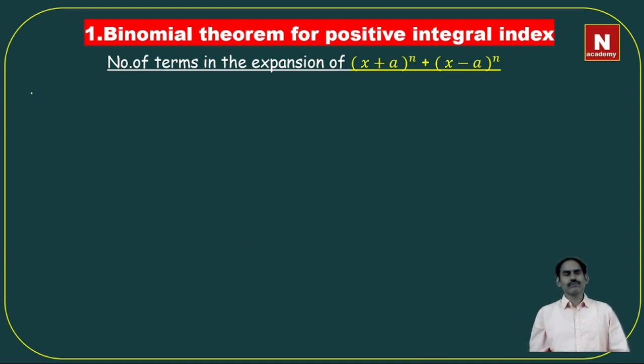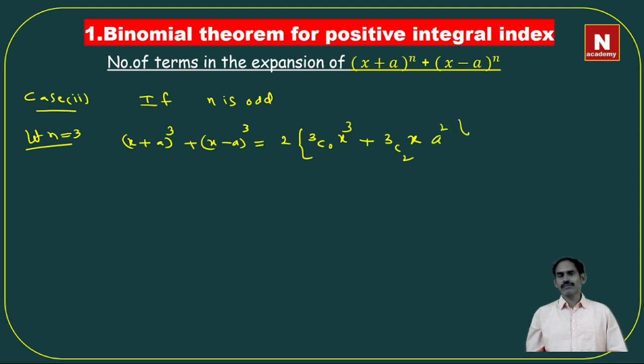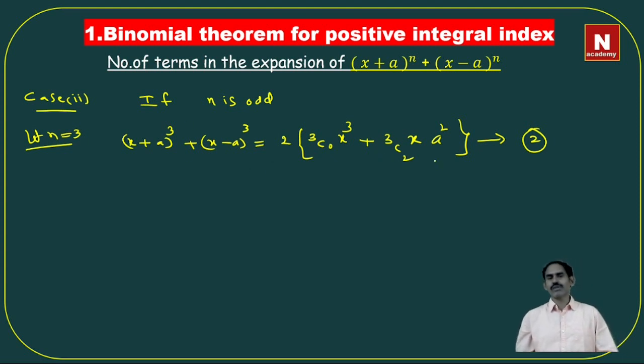We'll discuss case 2. If n is odd, I'm taking some examples. Let n equal 3. What about the expansion? This is (x + a)³ + (x − a)³. According to our previous discussion, it is 2 times, since plus is there, all even suffixes: 3C0 x³ + 3C2 x^(3−2) a². Only the number of terms is 2. After expansion, some positive and negative terms get cancelled. The number of distinct terms is only 2.